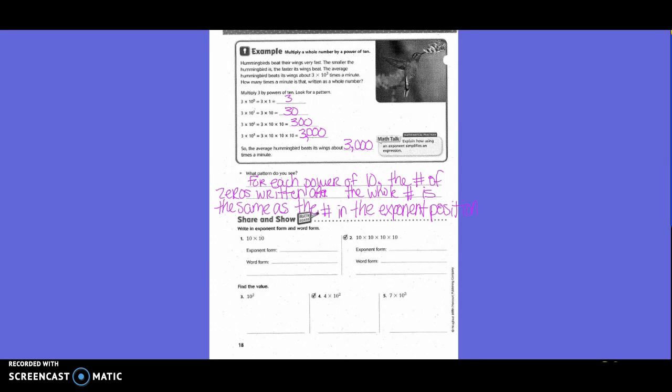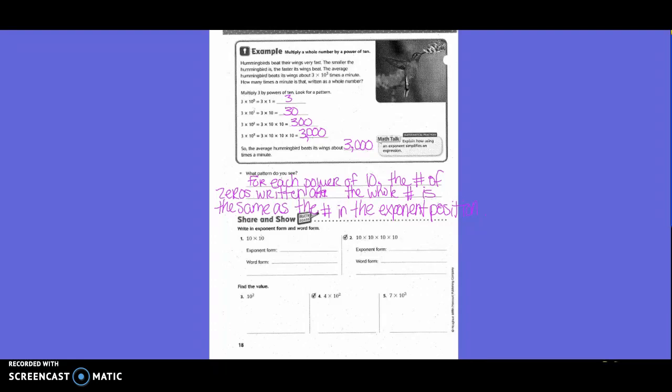For each power of 10, the number of zeros written after the whole number is the same as the number in the exponent position. So like we set up here on the top, basically if it says 3 times 10 to the 1, that means you're going to have 3 with 1 zero behind it, right? 3 times 10 to the 2nd power would mean you'd have 3 with how many zeros written behind it? 2, right?